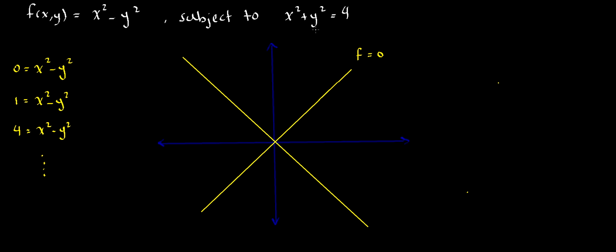So first let's draw level curves for the function. The way we draw level curves is you set the function to a constant and then you sketch the equation. So by setting the function to 0, you get 0 is equal to x squared minus y squared, and when you sketch it you get these two straight lines over here. F of 1, so when you set the function equal to 1, you're going to get these two curves. So f is equal to 1.